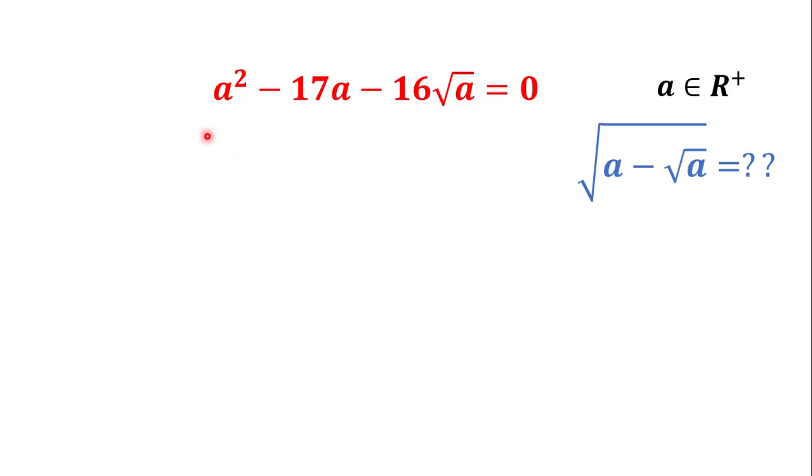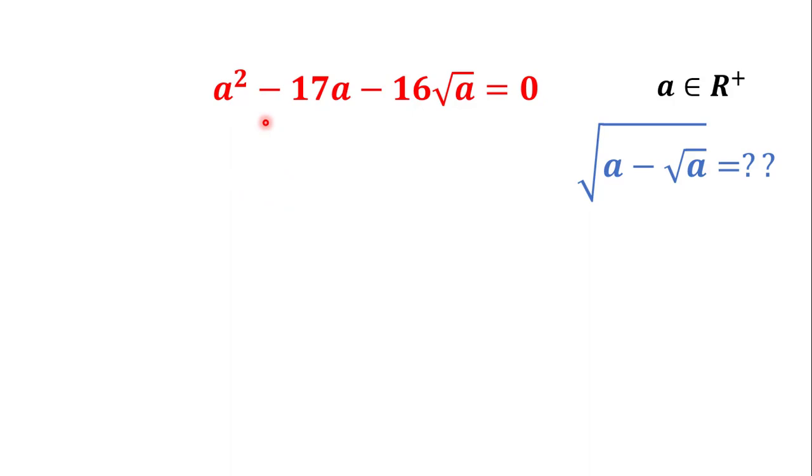In this video we are given a squared minus 17 times a minus 16 times square root of a equals 0, and we are going to evaluate a minus square root of a, and we know a can be positive numbers.